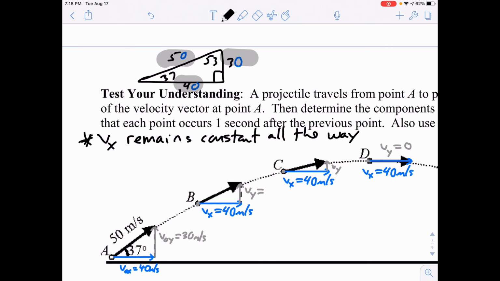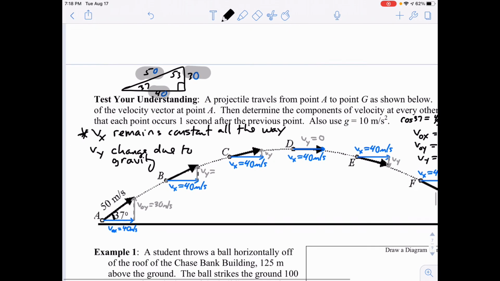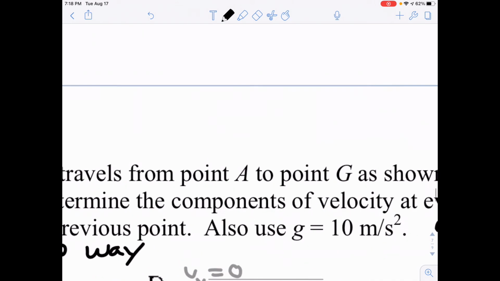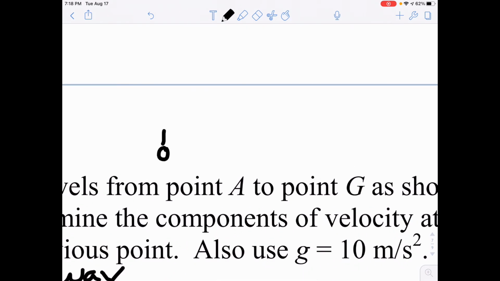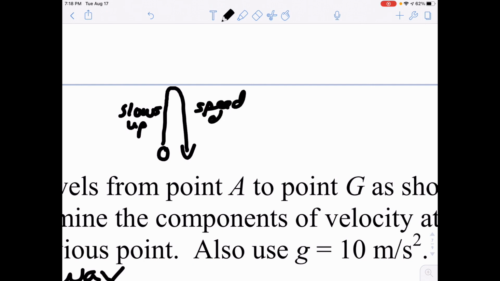However, Vy does change due to gravity, the same way an object does when it's in free fall. So for instance, when an object gets thrown upwards and then it falls back down again, what does it do? It slows going up, right? And then it speeds up going down, right?